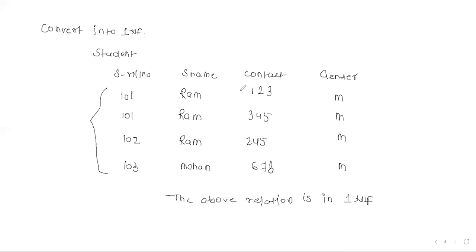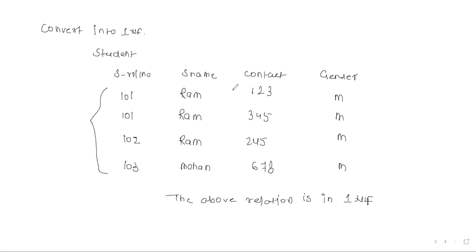Okay. So one time you have kept 1, 2, 3. Next time you have kept 3, 4, 5. So in that case, what was the problem for first normal form? You have removed it and you have converted the relation into first normal form. So this is what is called first normal form.